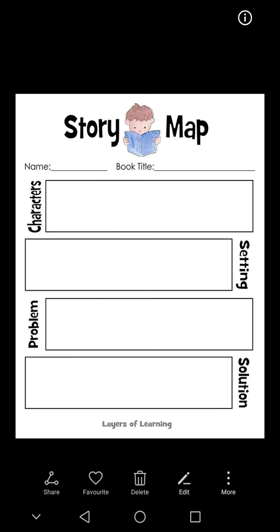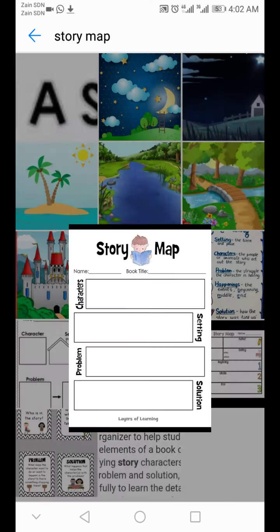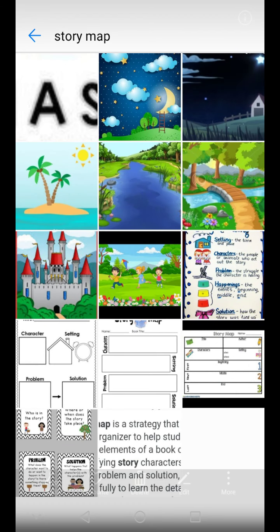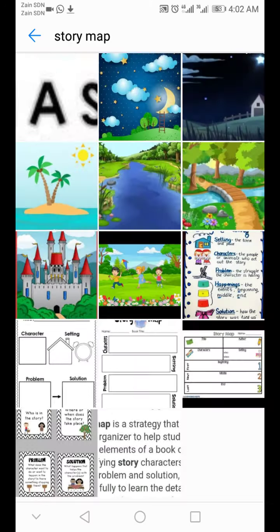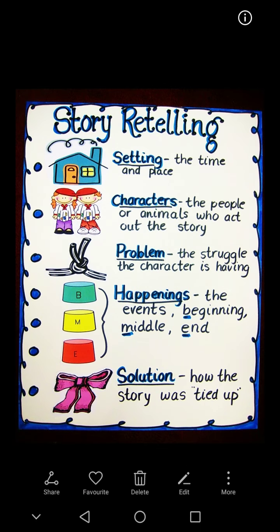Let's come together again to see different shapes of a story map. Let's see this. Here we have a story map: characters, setting, problem, solution. All right, let's see another shape of a story map. Here we have the title, character, setting, problem, and solution. All right, let's take one by one.